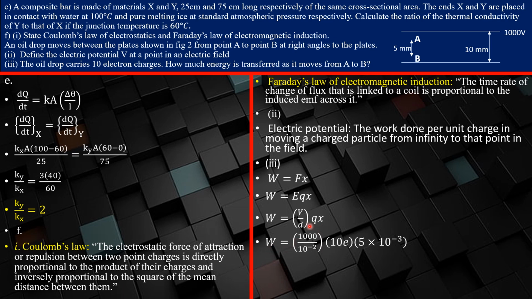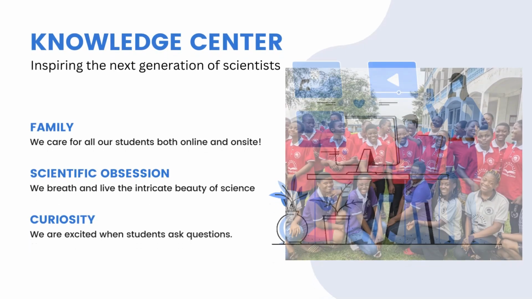So my work done there is: my V is 1000 volts, remember, 1000 volts divided by my d, which is 10 millimeters, multiplied by Q. Q there is 10e because there are 10 electrons there. The drop carries 10 electrons, so that's the charge right there. And then you multiply that with our x, and our x is simply this small distance we're moving, 5 millimeters. So if you simplify, your work done is simply 8 times 10 to the negative 16 joules. That's it, and that's how much energy you transfer.